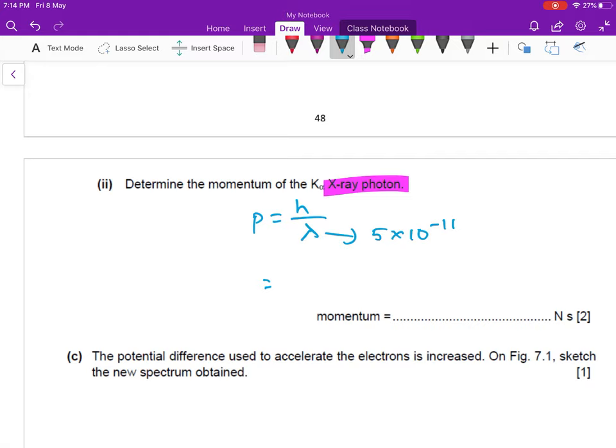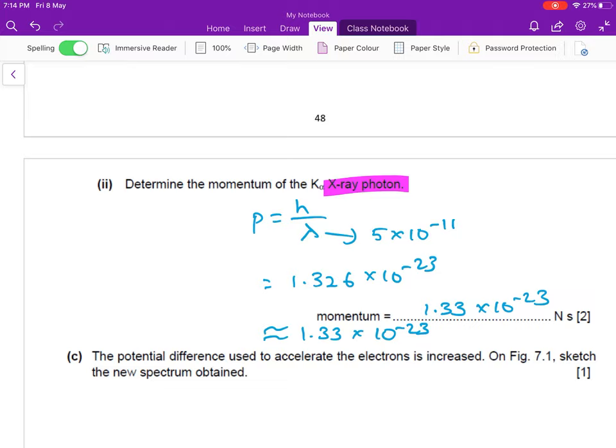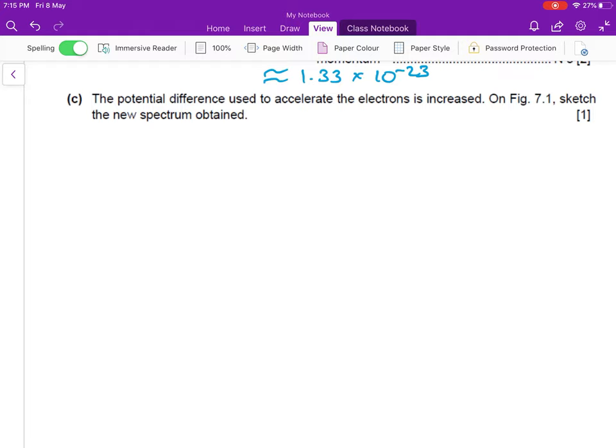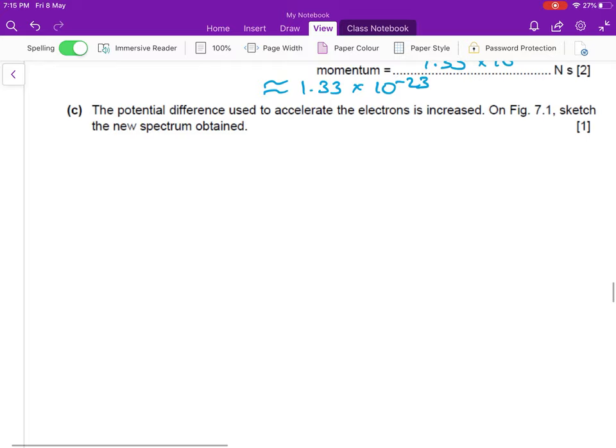Although a photon has no mass, it has a de Broglie wavelength. So p equals h over lambda. Lambda is 5×10^-11. So calculate your momentum. You will get about 1.326×10^-23, about 1.33×10^-23. Just write it here. So K alpha.